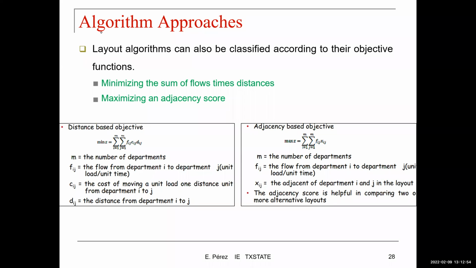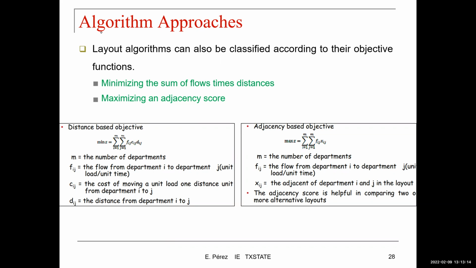And then the summations are going to be looking at each possible combination between departments. So if you have 100 departments, it's going to look at every possible combination between the 100 departments. So this could be a very long function. Yes, so that's the objective function.